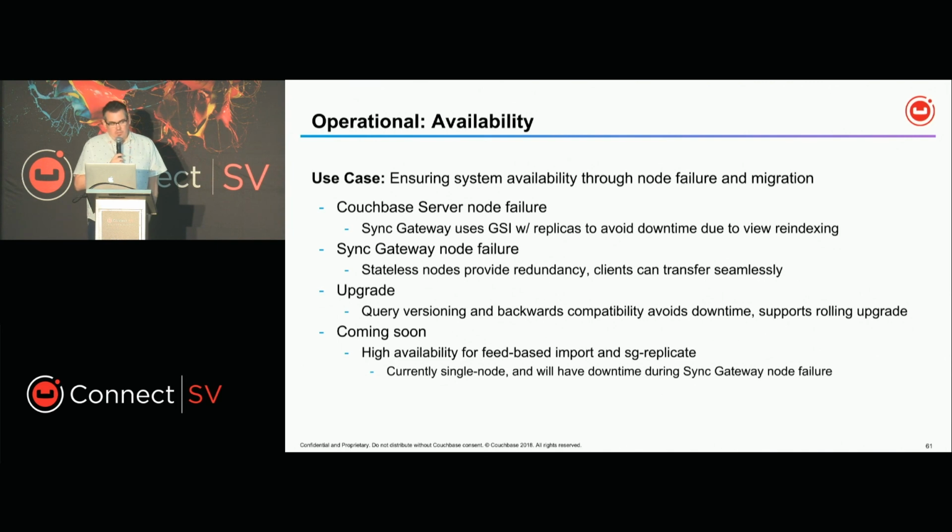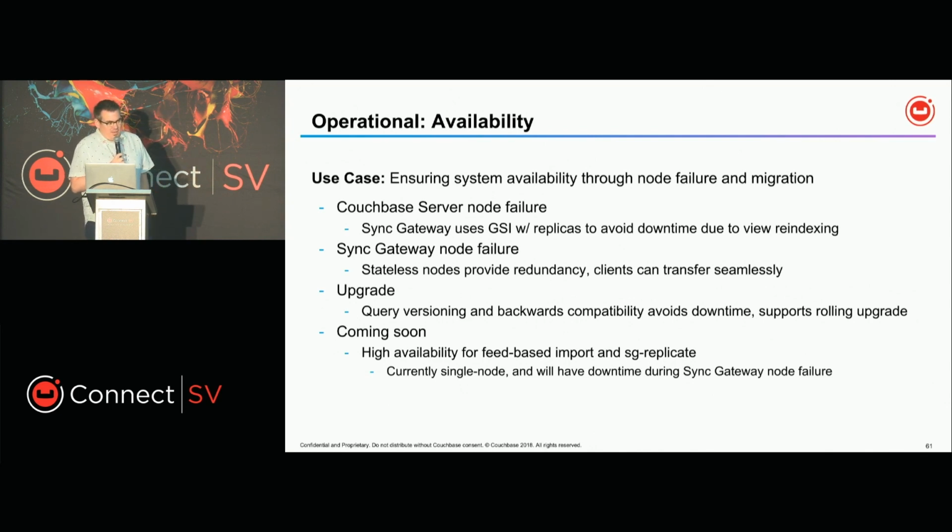Similar for Sync Gateway node failure. Sync Gateway is designed as a cluster of stateless nodes. Those provide redundancy. A client can transfer seamlessly to another Sync Gateway node and have no interruption in service. Typically, that's done by pointing your clients at a load balancer that's fronting your Sync Gateway cluster. We've made some enhancements in recent versions to ensure that there's zero downtime during upgrade. So query versioning and backwards compatibility within Sync Gateway avoids downtime and supports a rolling upgrade.